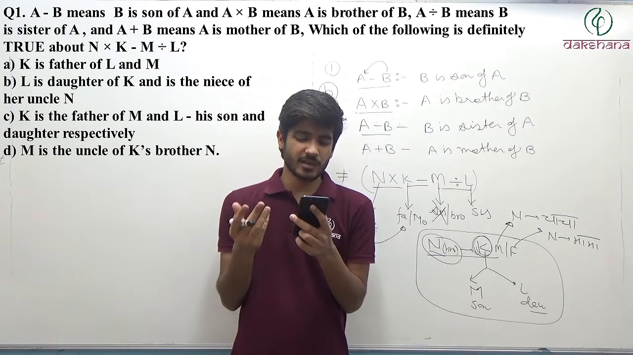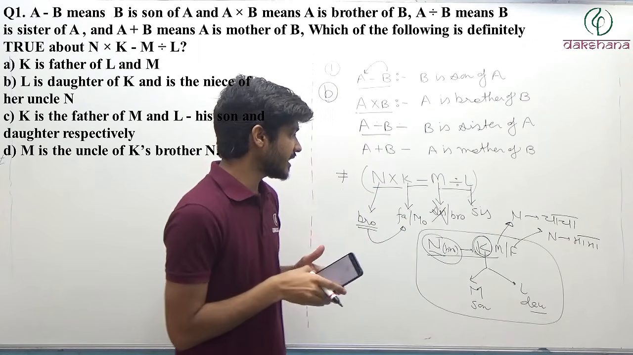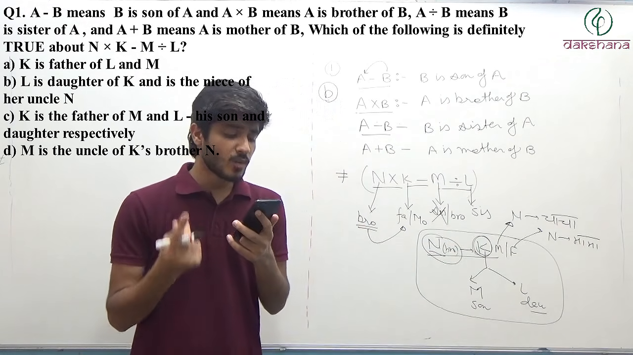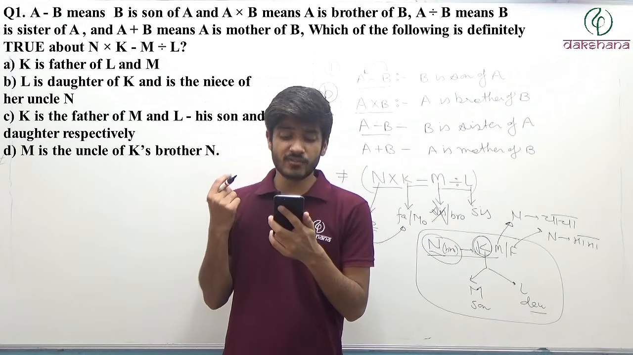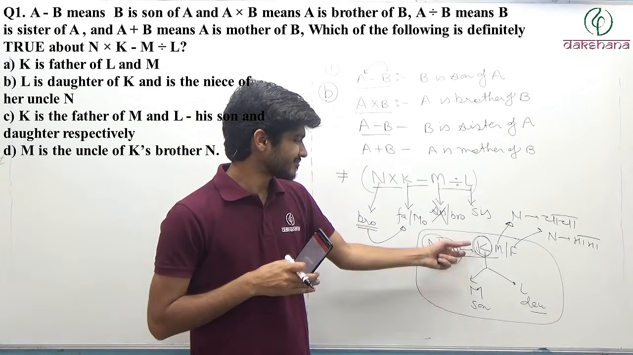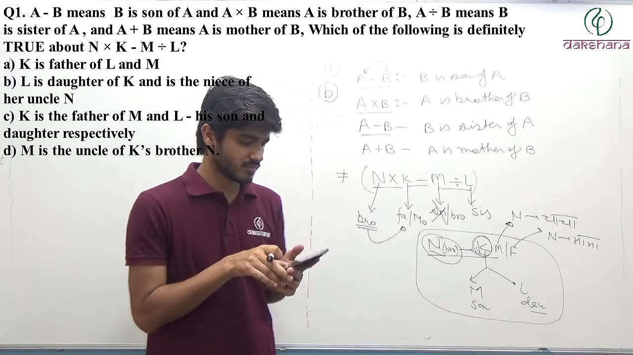You can read out the remaining options. Option C says K is the father of M and L. We don't know if he is the father or the mother, so it's wrong. Option D says M is the uncle of K's brother N. That is rubbish. M is at the lowest level, so it doesn't make any sense.